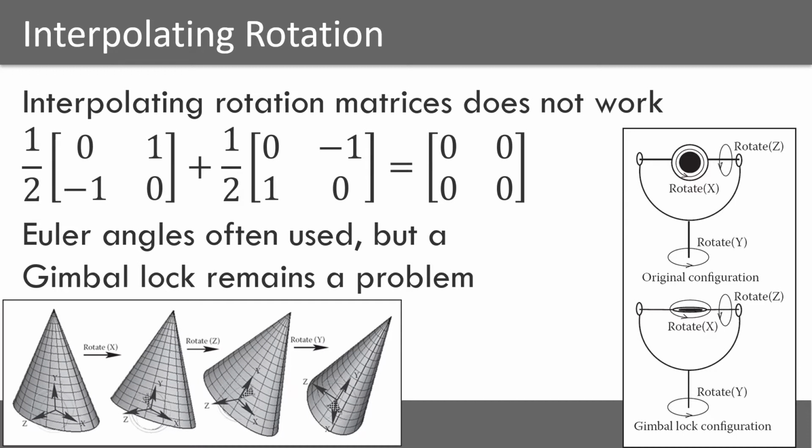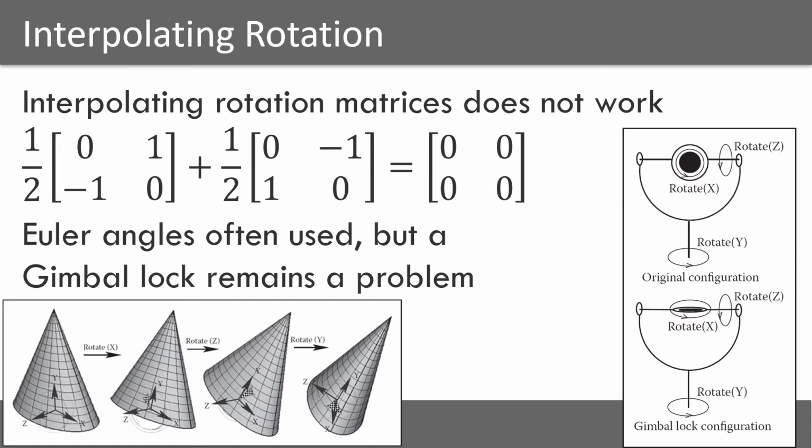Well, what are our representations for rotations? We know that we can rotate by multiplying, for example, with a matrix which has a rotational component in it. That could be one way.